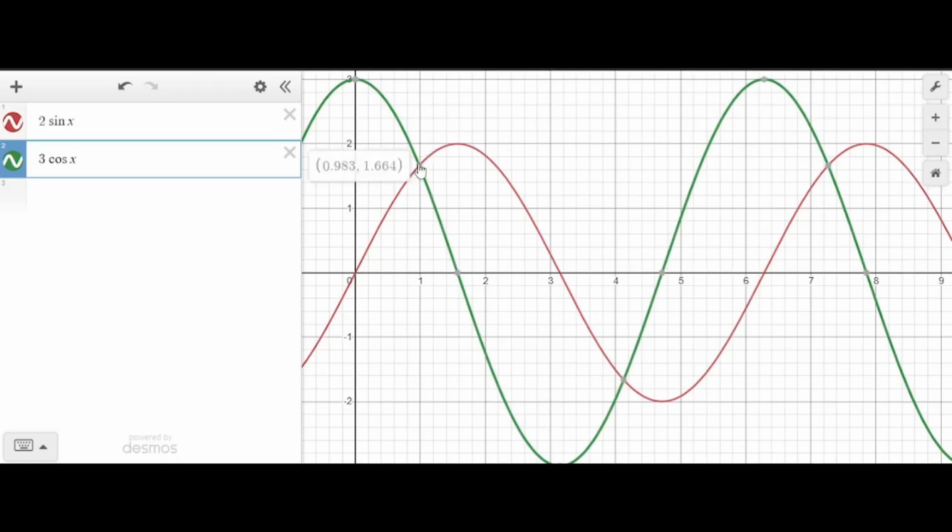So here the solution is 0.983 radians, which converted to degrees is approximately 56 degrees. And our other point of intersection here is 4.124 radians, which again converted to degrees is approximately 236 degrees.